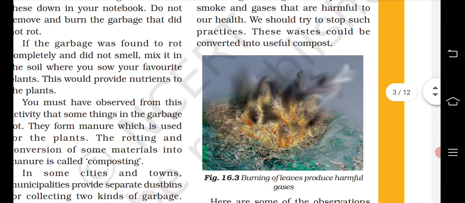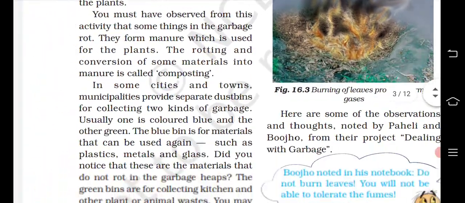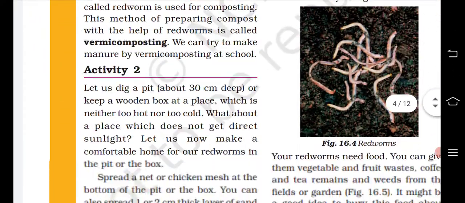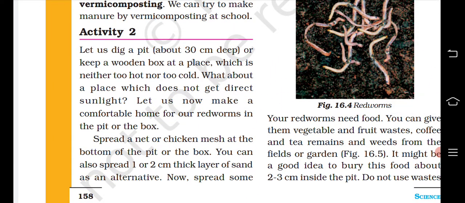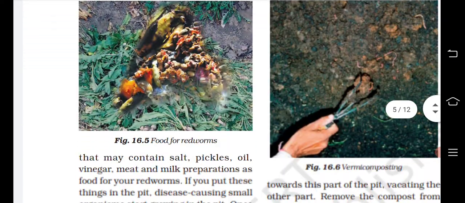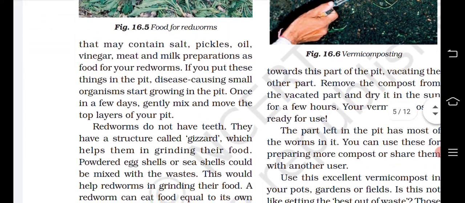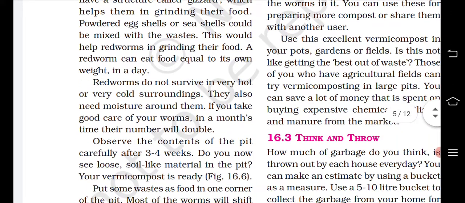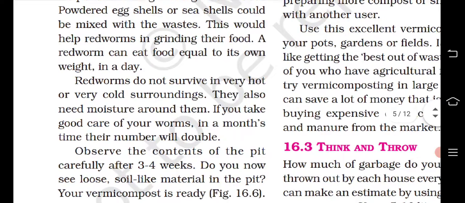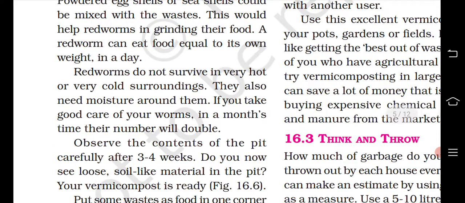Now, one important thing we can see is that in vermicomposting we use red worms. So we must know what are the suitable conditions for the growth of the red worms. The red worms do not survive in very hot or very cold surroundings. They also need moisture around them. If you take good care of your worms, in a month's time their numbers will double.